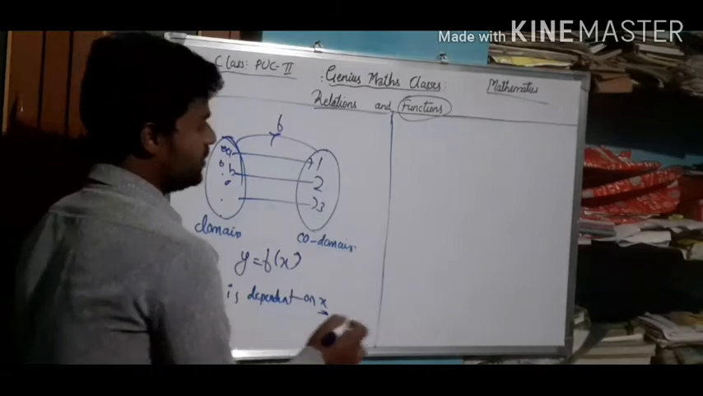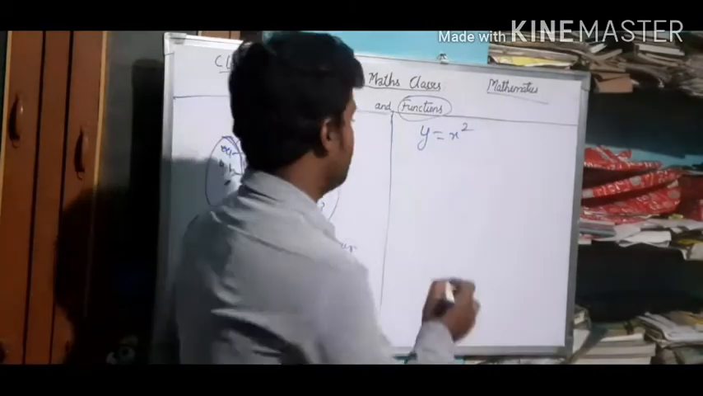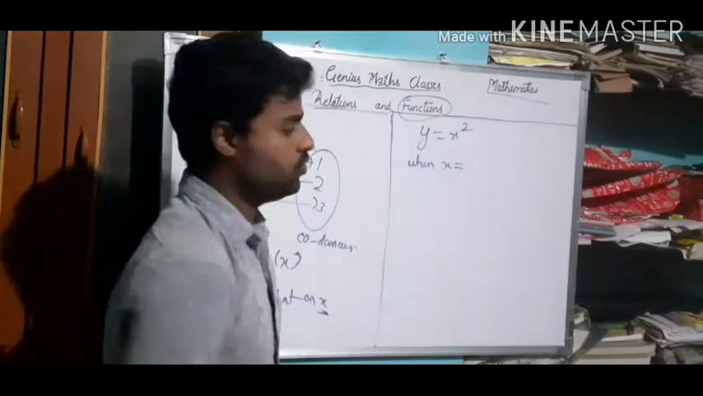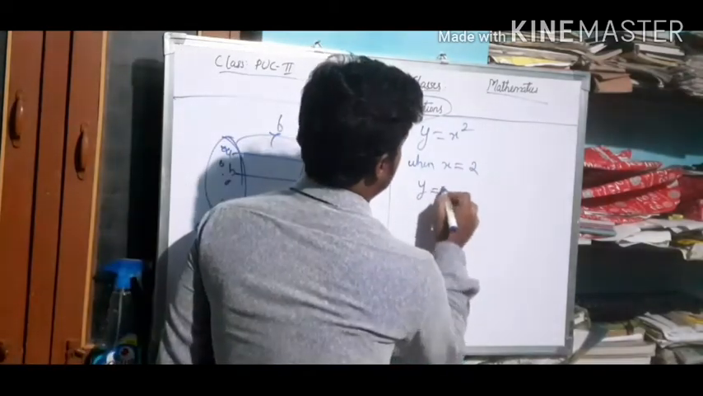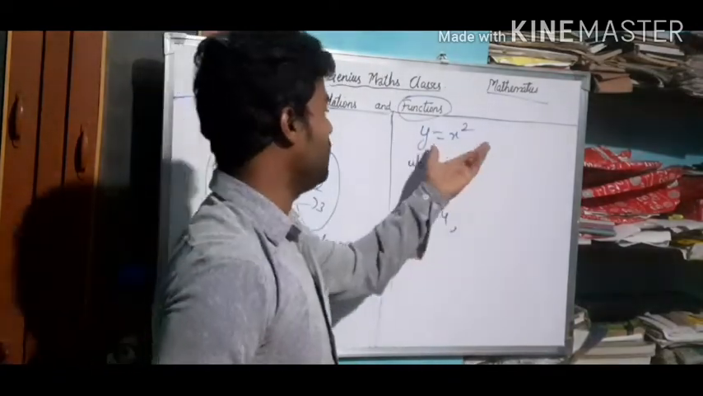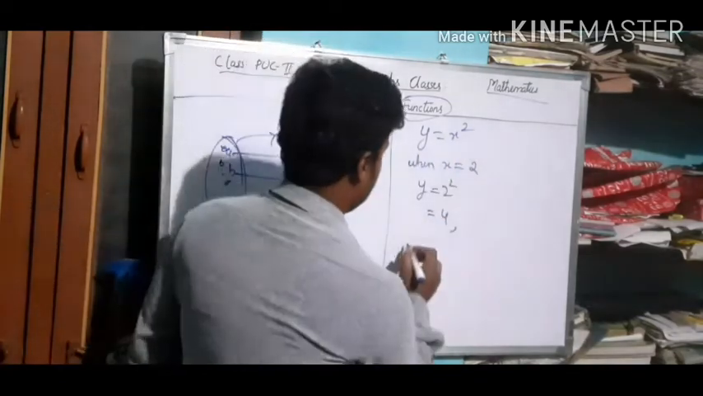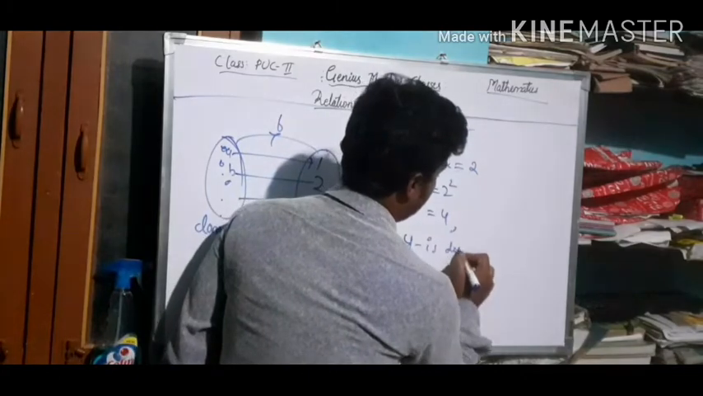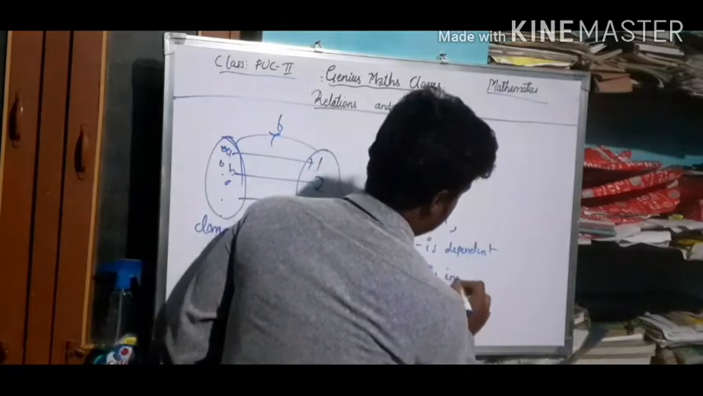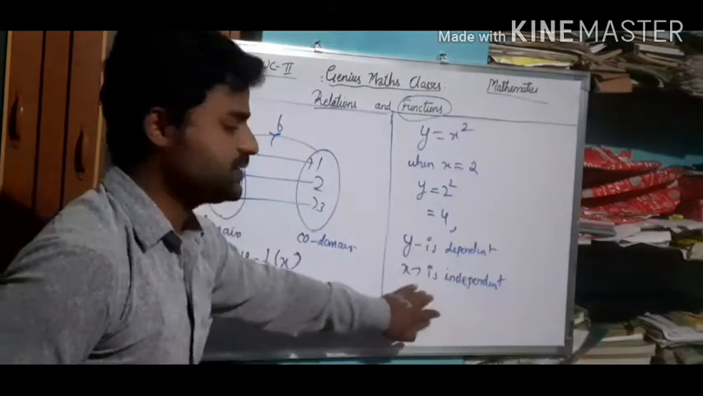For example, consider y equal to x square. This is a function. If x equal to 2, then y equal to 2 square, that is 4. So based on the value of x, you get the value of y. Therefore y is dependent on x. This is the dependent variable, y is dependent and x is independent.